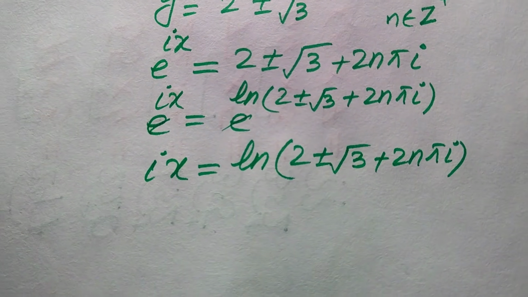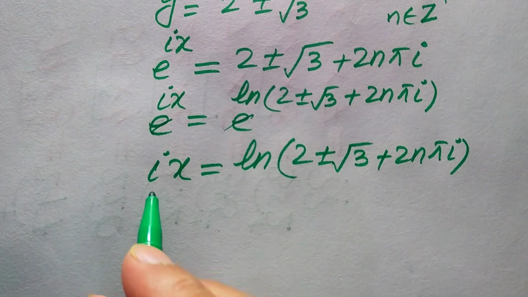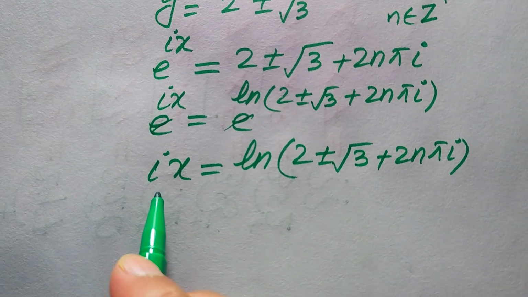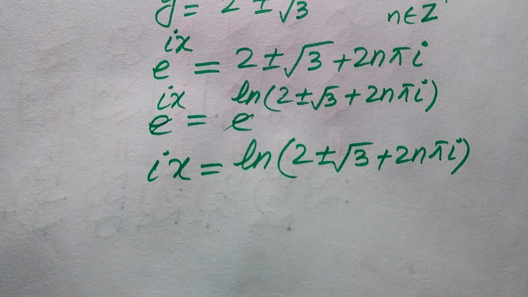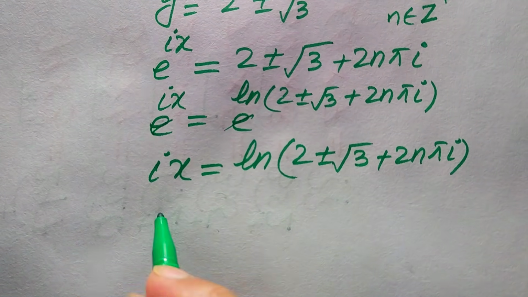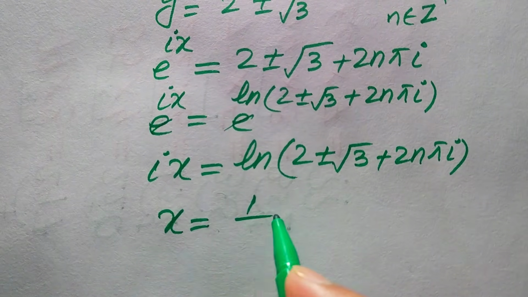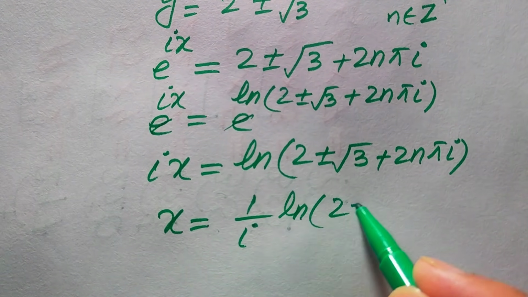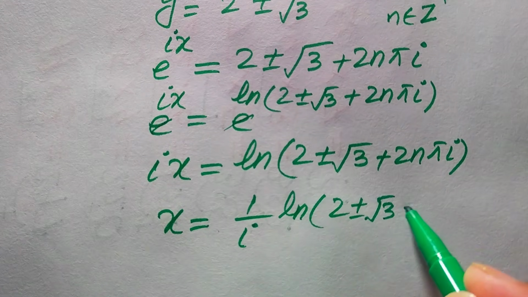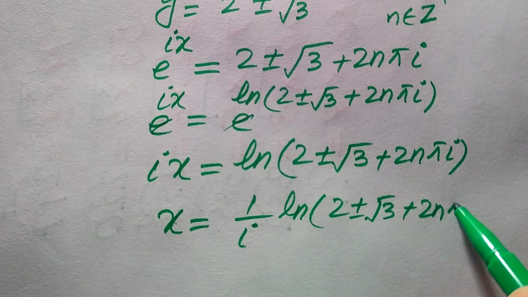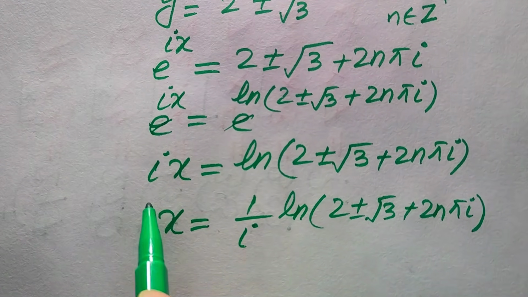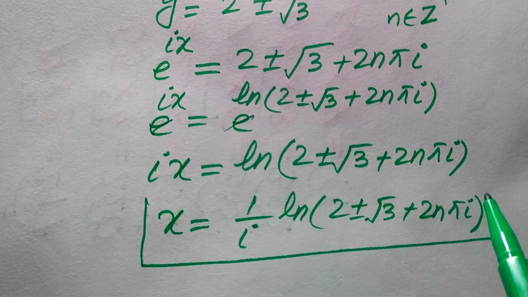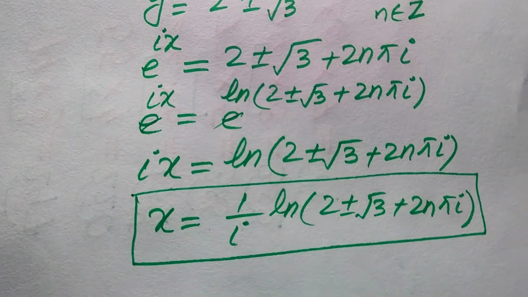So for the value of x, we need to move this iota to the right hand side. This will be written in this form: x equals 1 over iota times log of 2 plus minus square root of 3, plus 2n pi iota. This is the final solution of this equation, and this is the final answer.